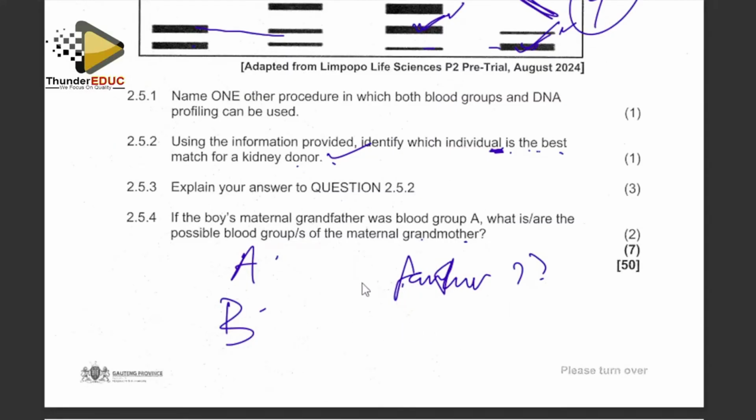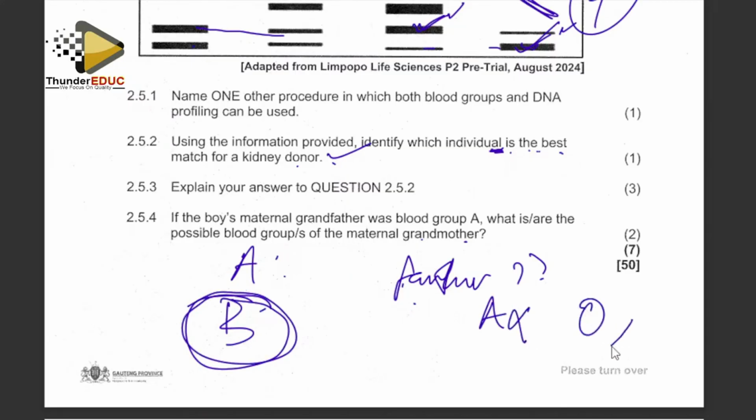I will say that the boy is blood group B. What makes blood group B? You can't say it's blood group A. No, that one's out. You can't say blood group O. That one is out. So it can be blood group B if the father is blood group B. Yes, like this.